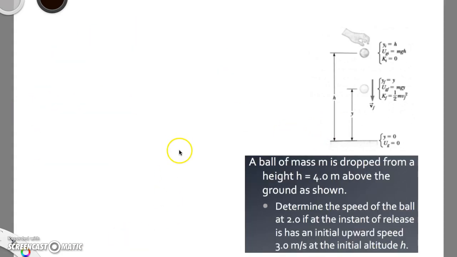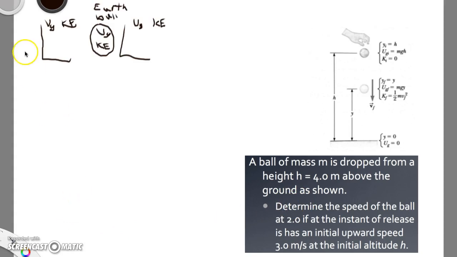Now we're going to look at a second part to this question in which, instead of being dropped, the ball is thrown upward at 3 meters per second. That's going to change one of our initial pieces of energy. Let's start by drawing our chart. I've drawn the diagram here. The same system, the Earth and the ball. We have potential energy from gravity and kinetic energy before and after.